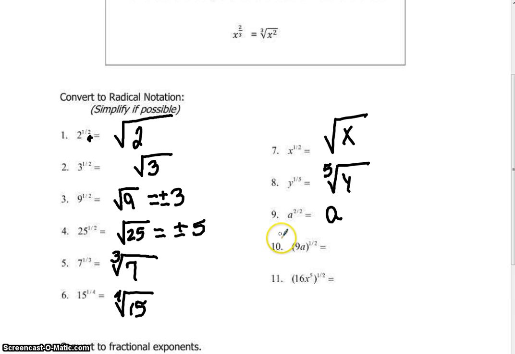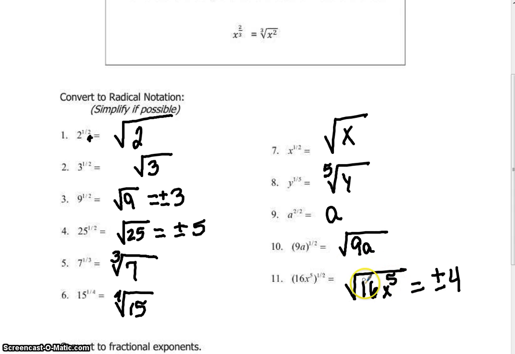9a to the 1/2, notice your 9a in parentheses, all of that is your base. Therefore, all of that goes inside your radical. So it's the square root of 9a. 16x to the 5th, all to the 1/2, is the square root of 16x to the 5th. Now, you need to look and realize that the square root of 16 is 4. Okay? So plus or minus 4. Now, the square root of x to the 5th.